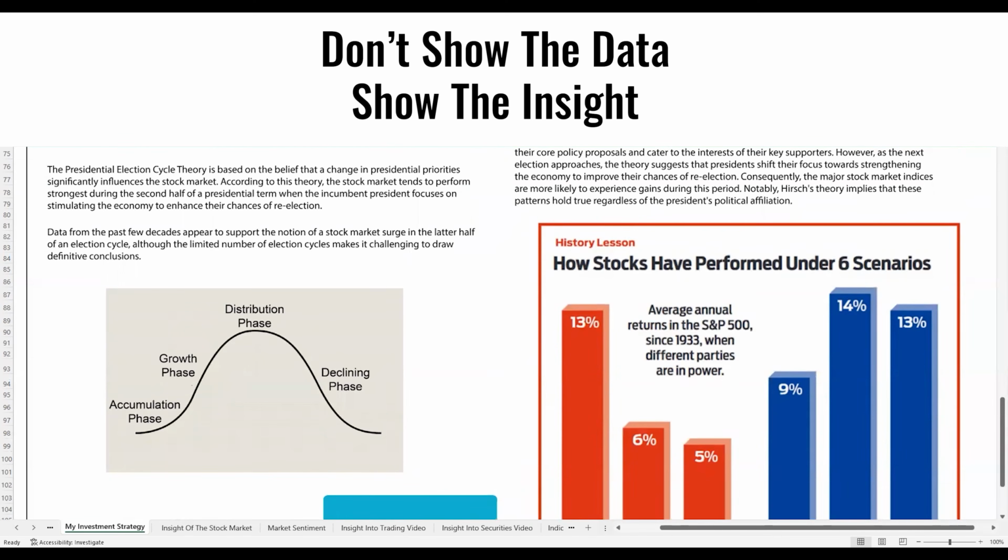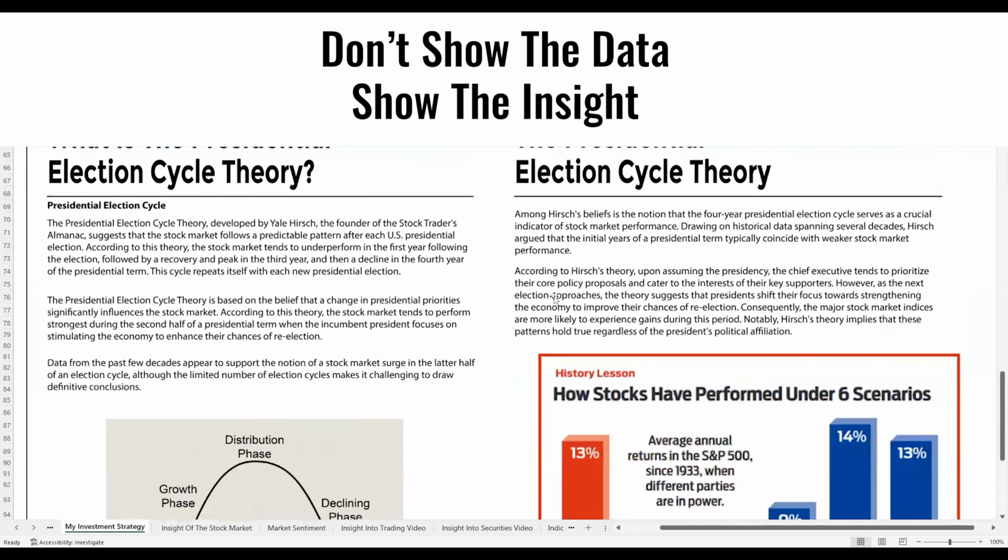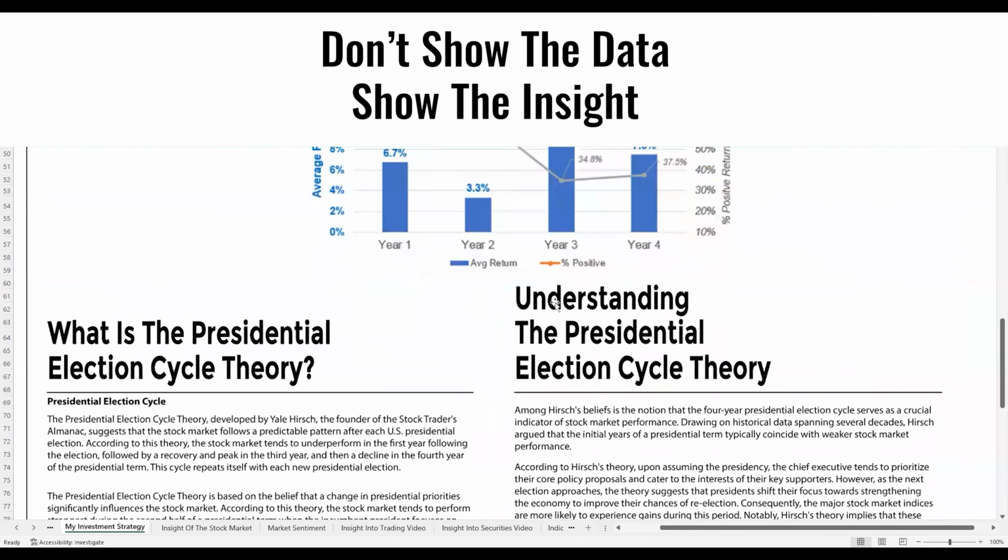Moreover, since the 1930s, the average annual return of the S&P 500 adjusted for inflation stands at 6.34%. These figures support the idea of a third-year bump in stock market performance as predicted by the presidential election cycle theory. While the average return provides insights, the theory's reliability across different election cycles is also crucial.